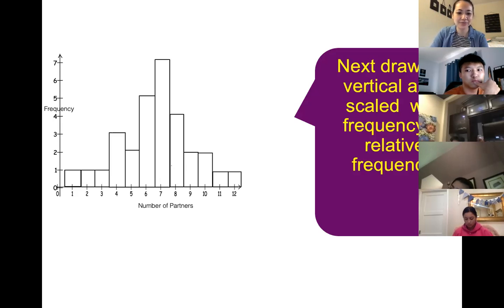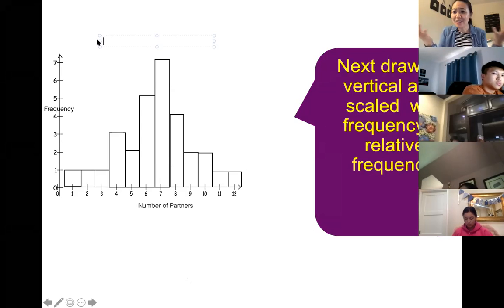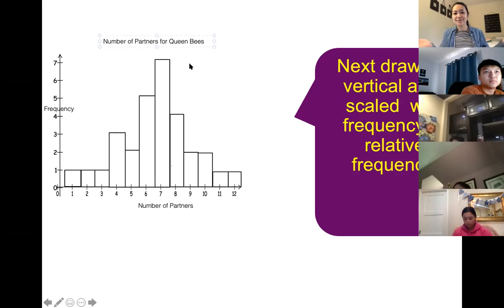Yes, always have a title. That way you can, oh, cool, Luca, that worked, thanks. You could have context, right? Like number of partners, are we talking people here or what's going on? So I would say number of partners for queen bees. All right, and that's it. So that is your histogram for a discrete numerical variable.